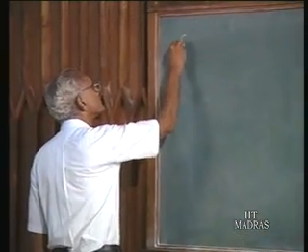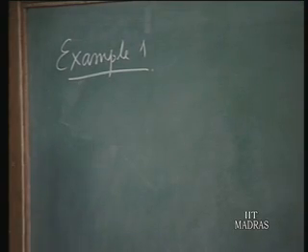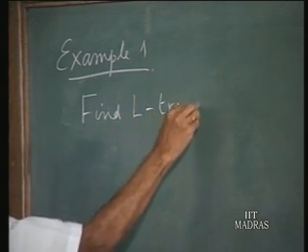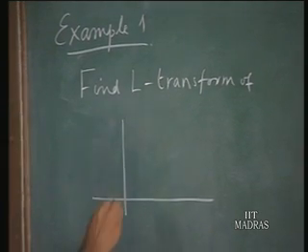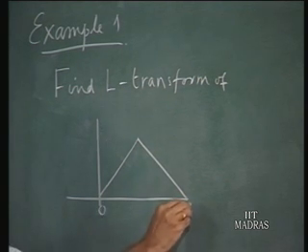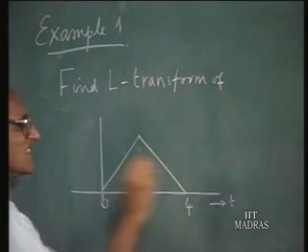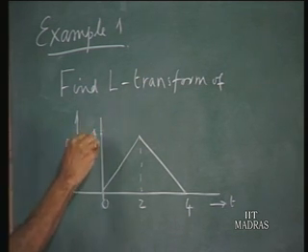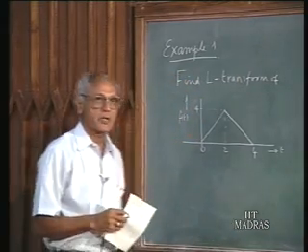First example, let us find the Laplace transform of a function f of t which is represented graphically in this form. This is t in seconds, f of t has a value of 4 units at t equals 2 seconds. So, this is the function f of t whose Laplace transform we are required to find.